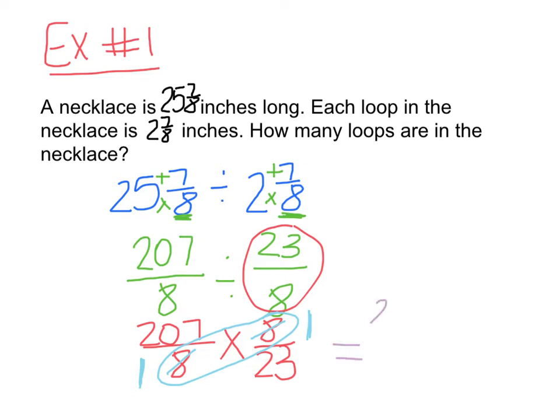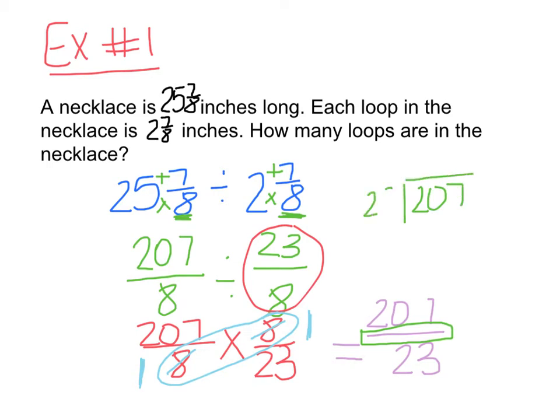207 times 1 is 207, and 1 times 23 is 23. Now remember, this line right here means divide. So I have 207 divided by 23. And that goes in 9 times evenly. So there are 9 loops in the necklace.